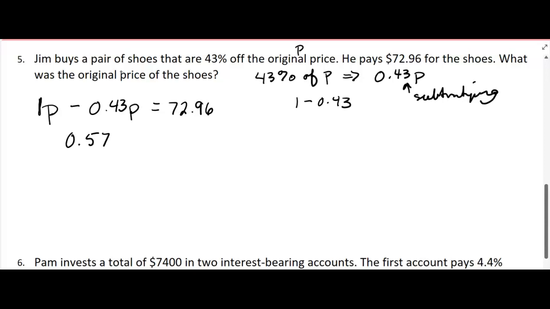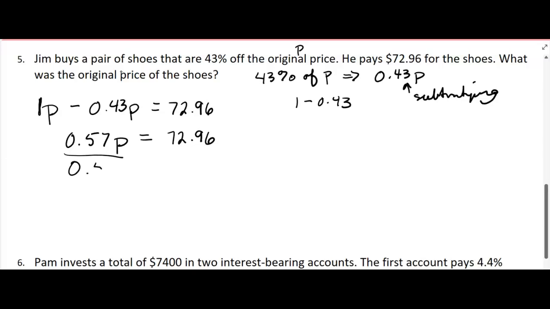It's 0.57p. So if you're getting 43% off, that means you're paying 57%, okay? But you're getting a good deal. All right. And that makes this equation easier to work with if you think of it that way. 43% off means 57% on. So you're paying 57% of the price. And that's what we're figuring right here.